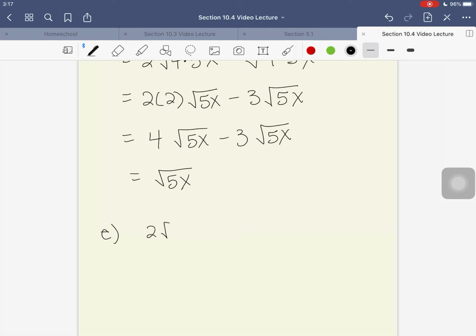All right, 2 square root of 3 minus 4 square root of 5. There's no way for you to break those radicals down, and they are not like terms, so this expression cannot be simplified further.